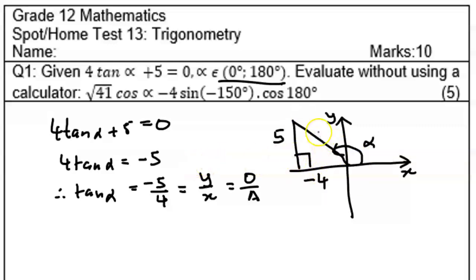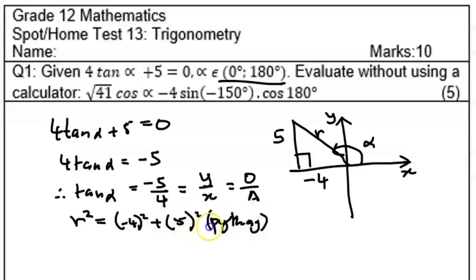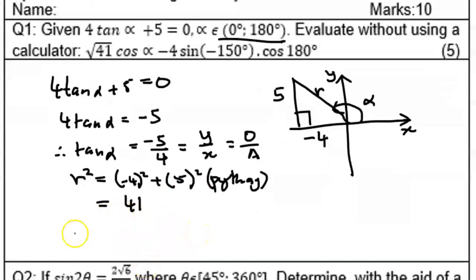So now we can solve for r, and we do that using the Theorem of Pythagoras. So r squared is going to equal x squared plus y squared, so minus 4 squared plus 5 squared, excuse my handwriting. So that will be 16 plus 25, and that's going to equal 41. So we can clearly see that r is going to equal the square root of 41. Now remember, r is always positive, so we don't have to bother about the signs.